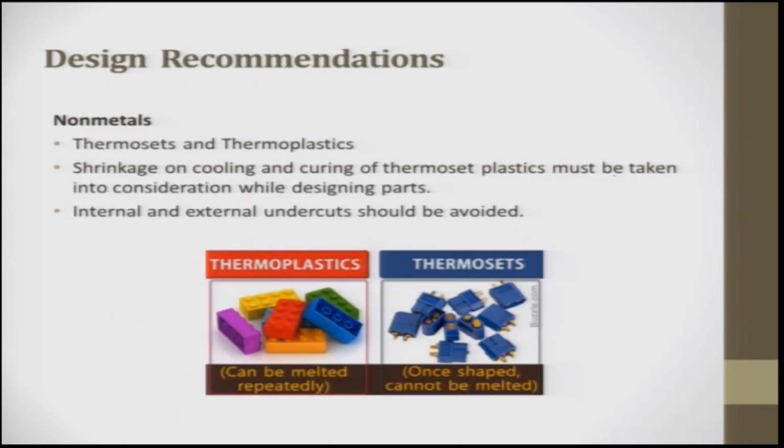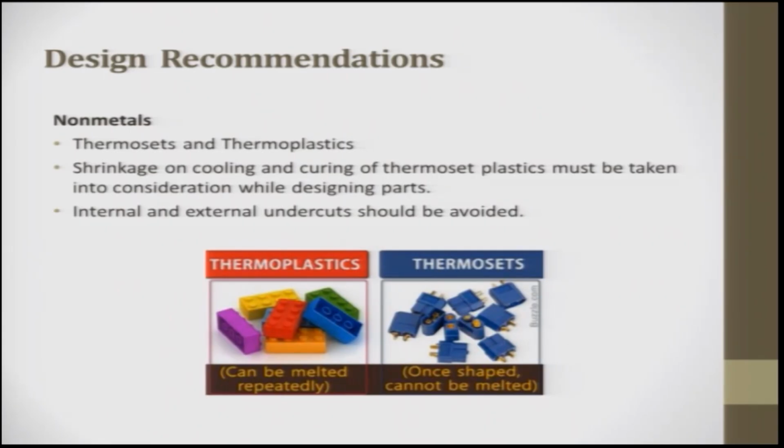So, when you talk about non-metals, there are thermoplast and thermoset. Thermoplast can be remelted and used. Thermosets are one time melt and use. For example, it is bakelite. And interestingly, in polymers you can also have inserts which are kept inside the thermoset, and they try to make a product which meets the customer requirement.